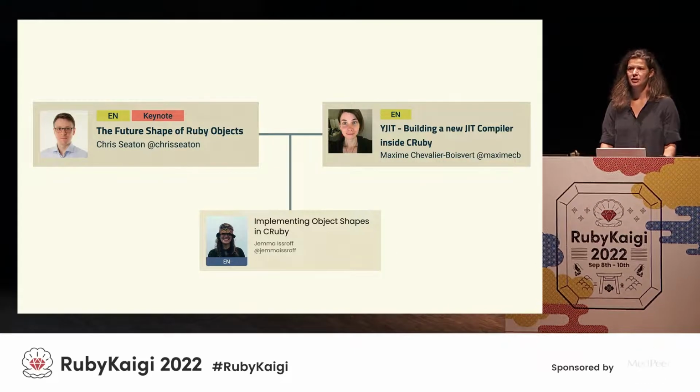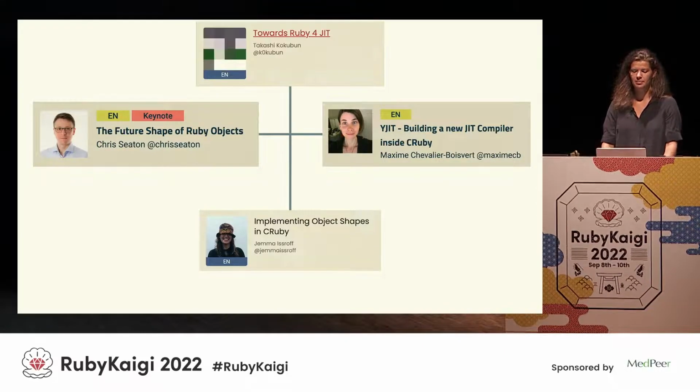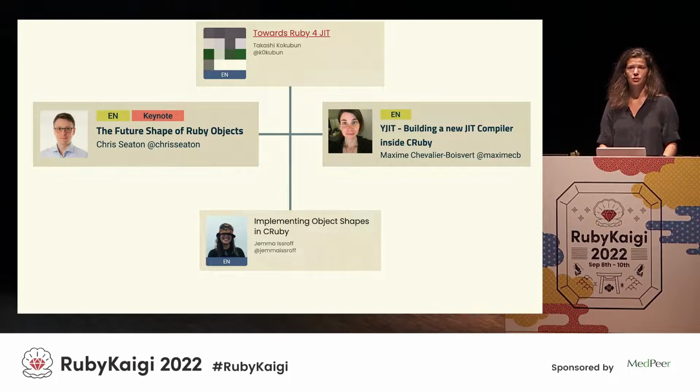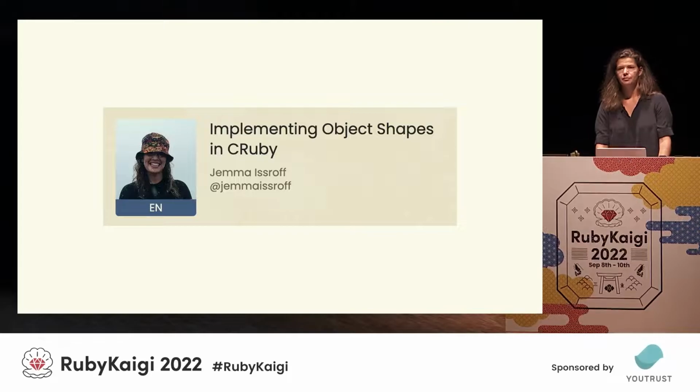And actually, I had to change this slide after yesterday because another one of my colleagues gave a talk, Koichi Sasada, called Towards Ruby 4 JIT, where he also mentioned object shapes quite a few times, again, talking about how they could be really beneficial for JITs. And so today, we're going to discuss this project I've been working on, actually implementing object shapes in CRuby, and I've been working on it alongside Aaron Patterson.